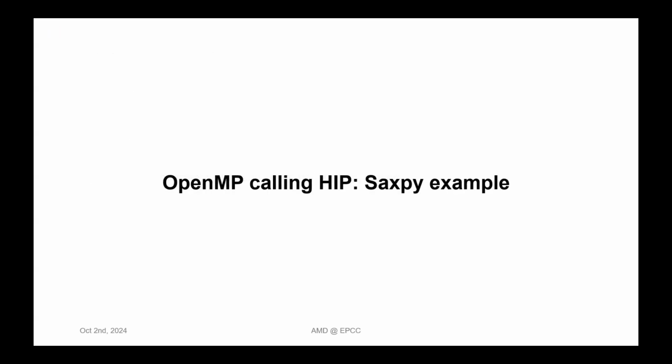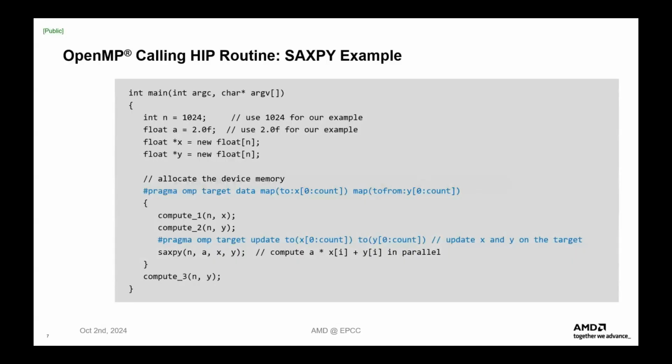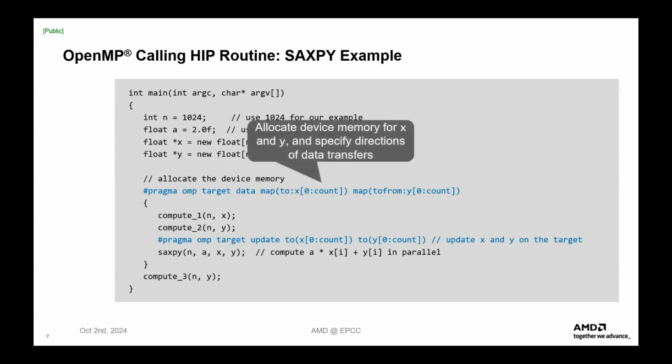So now we're focusing on our favorite SAXPY example again. Here we have the SAXPY call inside a larger example. We want to allocate the device memory for X and Y and specify the directions of the data transfer.